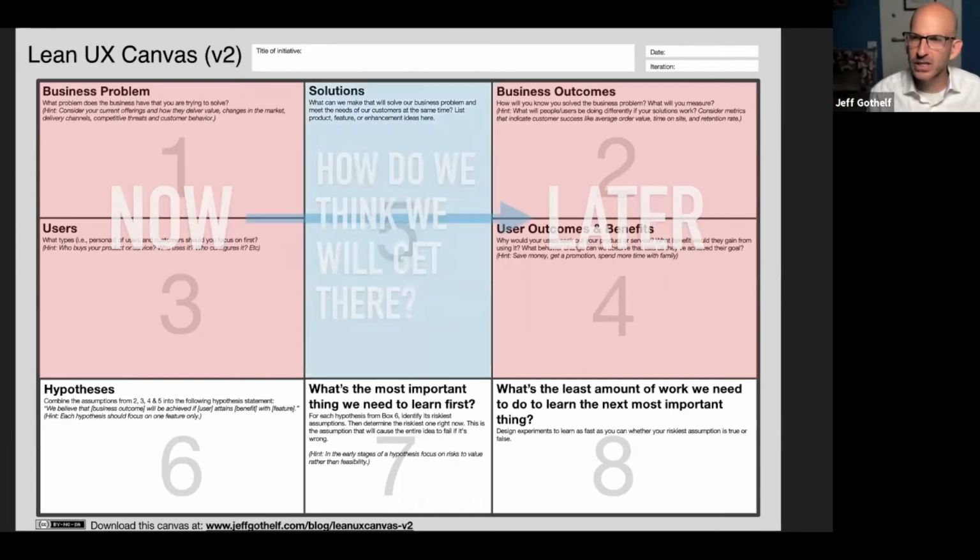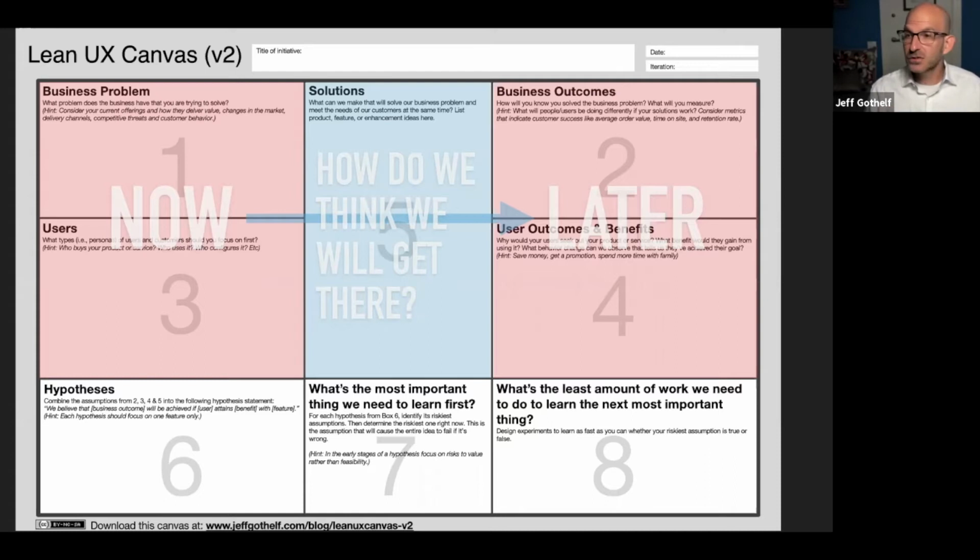Now, the bridge between now and later is in box number 5. This is where we brainstorm solutions, features, products, services, initiatives, whatever it is, right? Campaigns that we believe are going to help us get from the current condition to the target condition. If you think about it, a lot of the traditional design work happens in box number 5. There's obviously design is a much bigger umbrella, but for the folks in your organization who think design is actually making designs, a lot of that happens in box number 5.